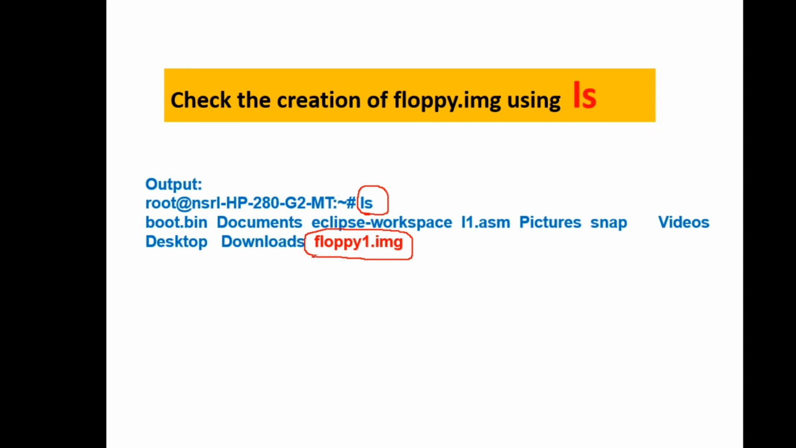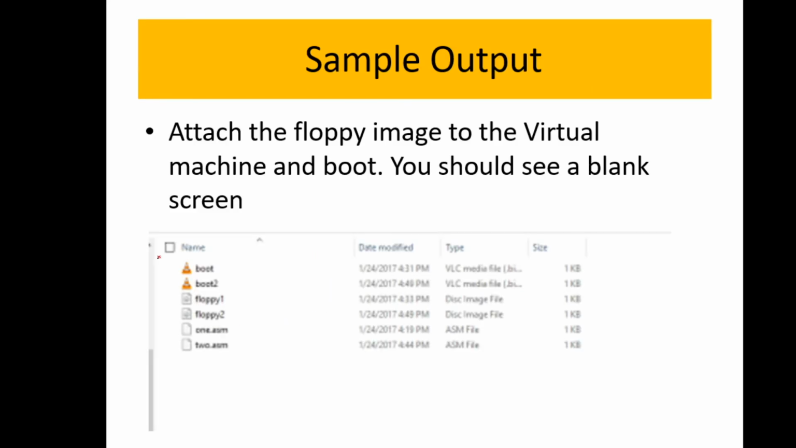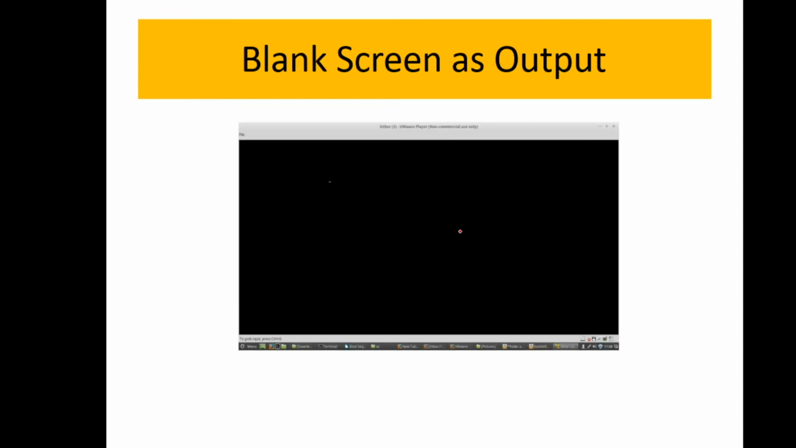Now we are going to export it into the VirtualBox, and we are going to visualize the output. So this is the sample VirtualBox, how we are going to load it. These are the floppy files available. Based on our requirement, floppy1.image is the file we created. So you have to select this file, and then you can see the output will look like this. You will see a blank screen.